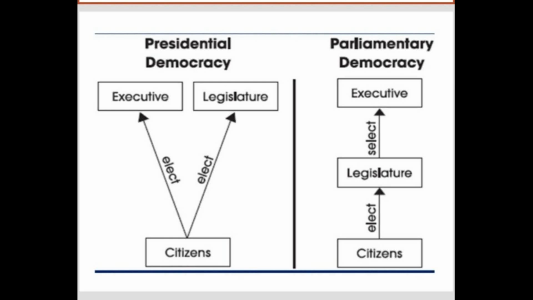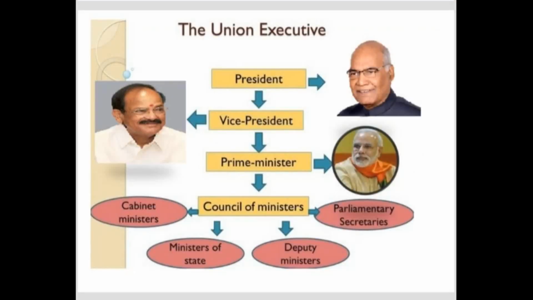as the prime minister. If you look at this slide, here you can see the hierarchical order of the union executive, which is a very important functionary in our country. The president acts as the highest executive of the nation, even though his role is nominal. Then comes the vice president, then the prime minister and council of ministers, who are the real executives of the nation. The council of ministers is further categorized into cabinet ministers, ministers of state, and deputy ministers.